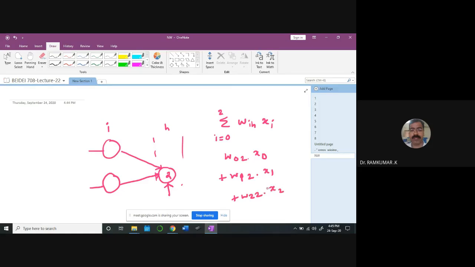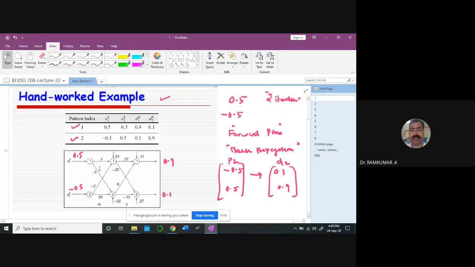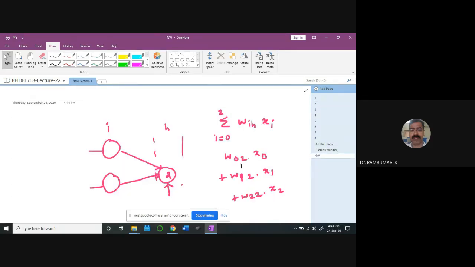Now once you do this operation, these weights are given in the problem. You can see these weights clearly: 0.3 and 0.55, and the bias weight is minus 0.02. So if you compute that, you're going to get the values. You plug in the values for W02, W12, W22, X0, X1, X2. X0 is 1 always. X1 and X2 we need to substitute with 0.5 and minus 0.5. Substitute that, and you're going to get a value here. That is Z2 of t, for the kth iteration. Z2 is the second neuron in the hidden layer.